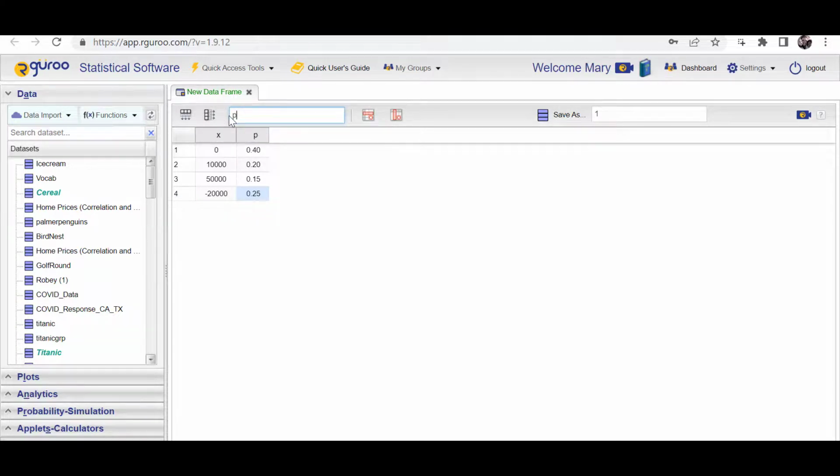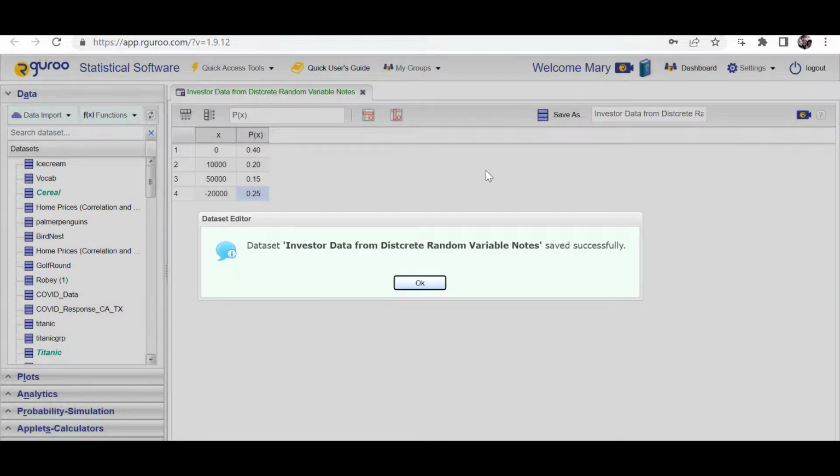You don't have to do that. You just need to remember which one was where. All right. And then I'm going to save this as investor data from discrete random variable notes. There we go. You can save it however you want to save it.